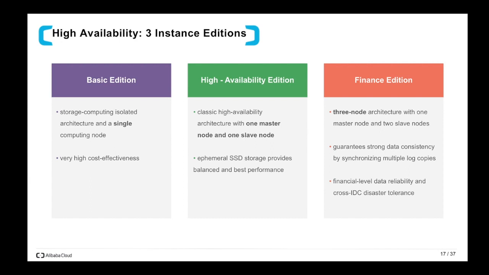For the finance edition, it will have a 3 node architecture with 1 master node and 2 slave nodes. It can guarantee strong data consistency by synchronizing multiple log copies. So this finance edition is well suited for financial level data reliability. For example, for the banking system, you should choose the finance edition to ensure the highest level of data reliability.